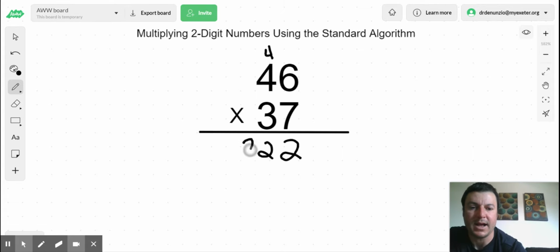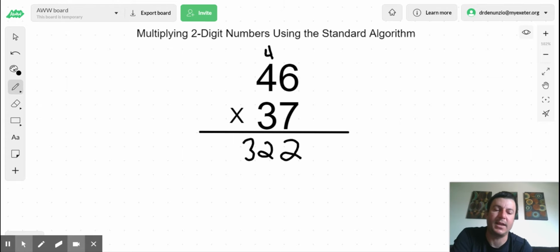You're noticing that I am lining up my digits as best I can. I cannot stress how important that is. 6, 7, 2, 4, 4, 3, 2, and then the 3 is where the hundreds column would be.